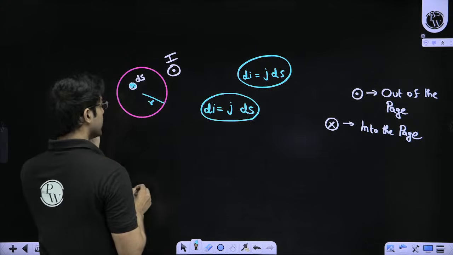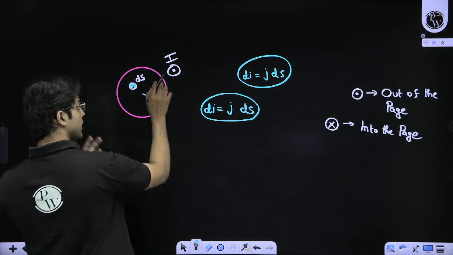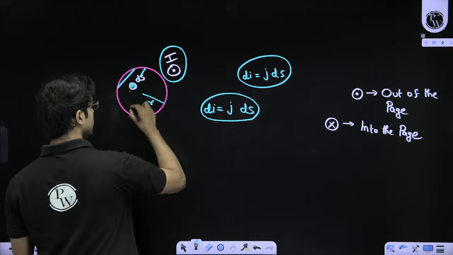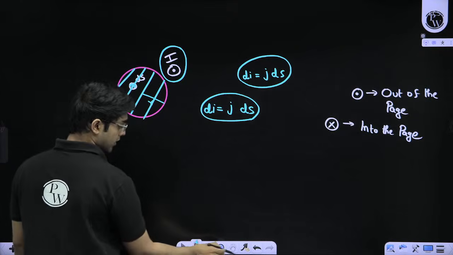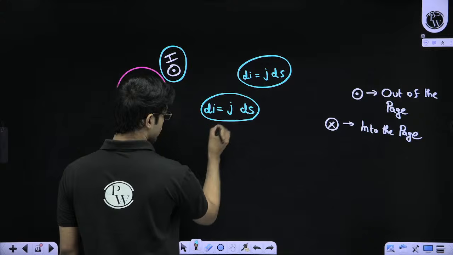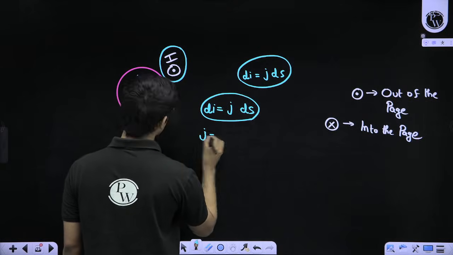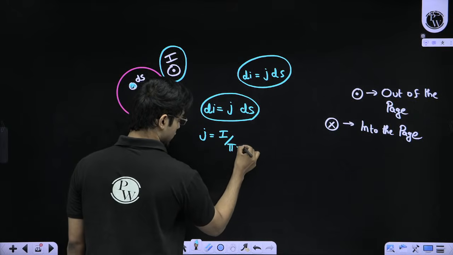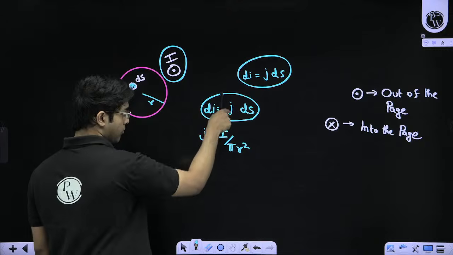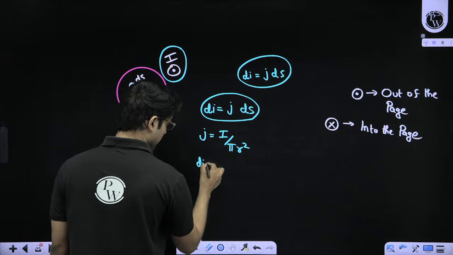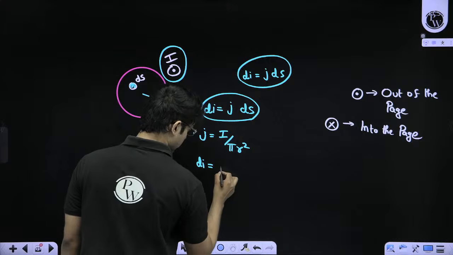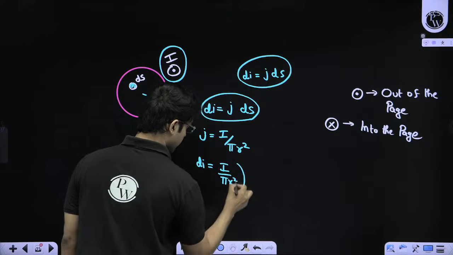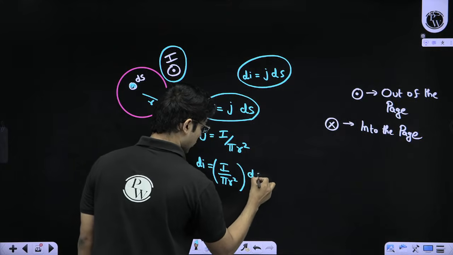Okay, so here how do we find j? J is going to be current per unit area, right? So the total current is I, and it is distributed in pi r square area. So j, I can write its magnitude as the total current divided by the area in which it is distributed. Now if I put it back here, I'll get the current through ds area. It will be current per unit area multiplied by the small area ds.